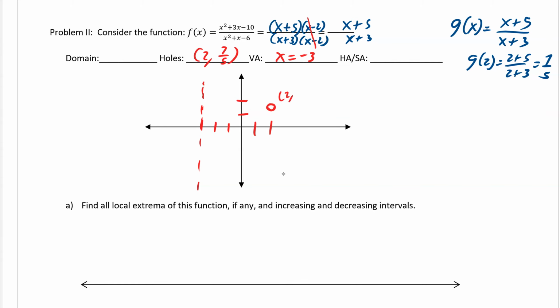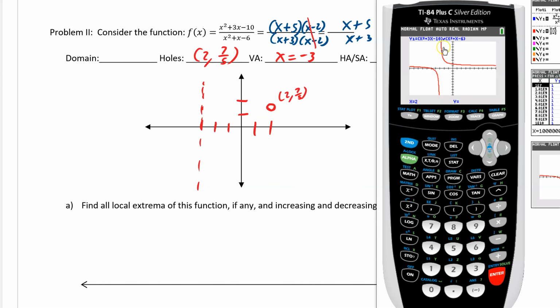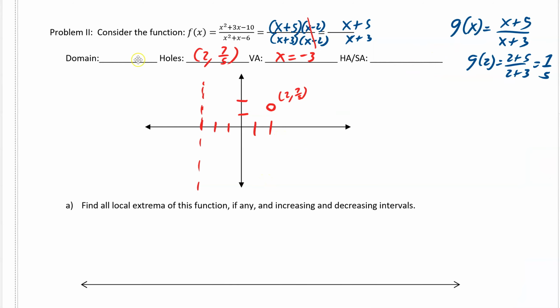So at (2, 7/5), and we know what our graph looks like. It's going to come down like that through there, and I'll avoid the hole. So now we just need to take our first derivative and to write our domain. Our domain here is x cannot equal those two numbers, -3 and 2. The first one is a vertical asymptote, the second one is a hole, and there we now have our graph.